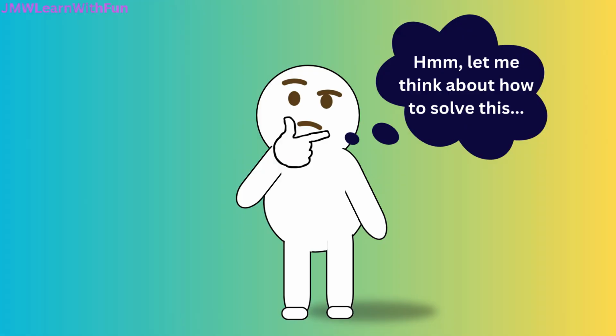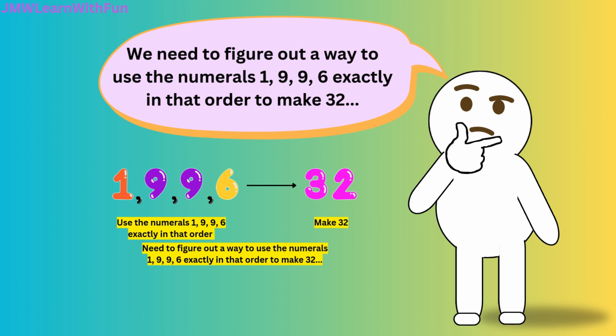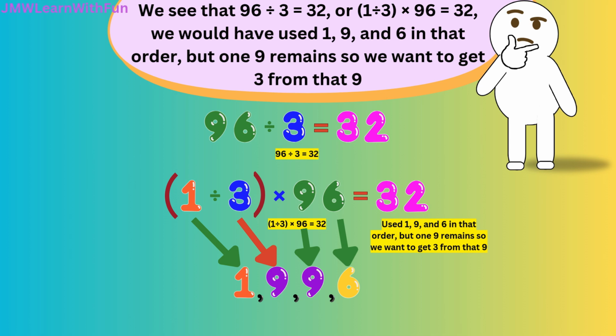Let me think about how to solve this. We need to figure out a way to use the numerals 1996 exactly in that order to make 32. We see that 96 divided by 3 equals 32, or (1 divided by 3) multiplied by 96 equals 32. We would have used 1, 9, and 6 in that order.